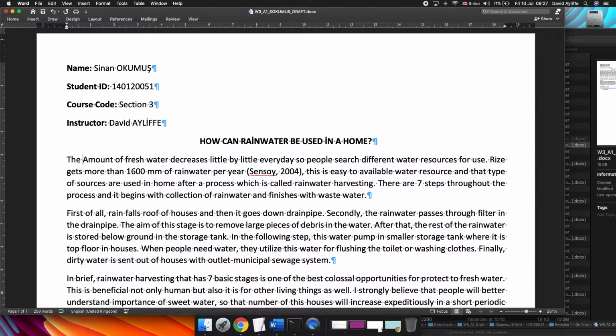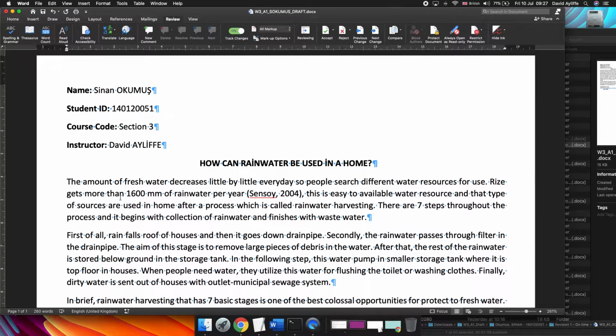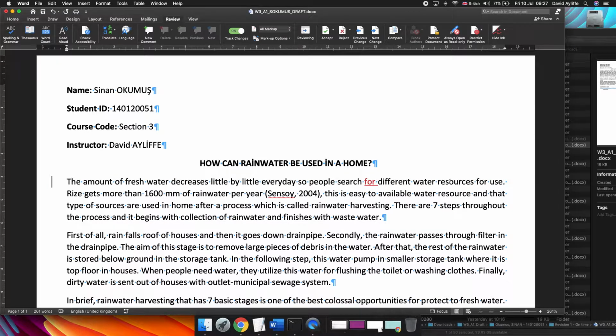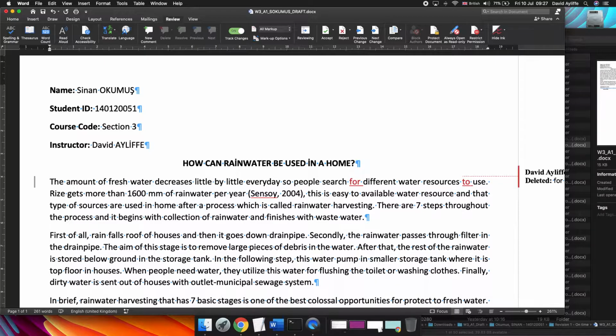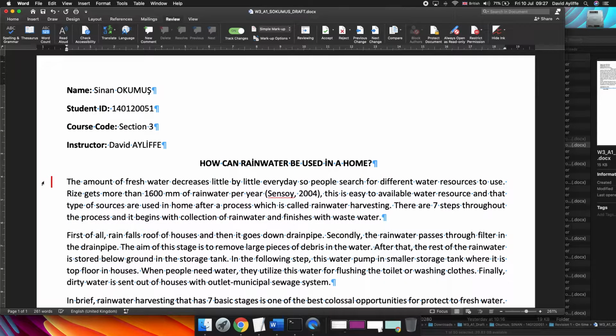Amount. The amount of fresh water decreases little by little every day, so people search for different water resources to use. Reason, okay. Okay. Maybe a bit of information maybe about how much it costs would be useful. Yeah, this is a little bit short.